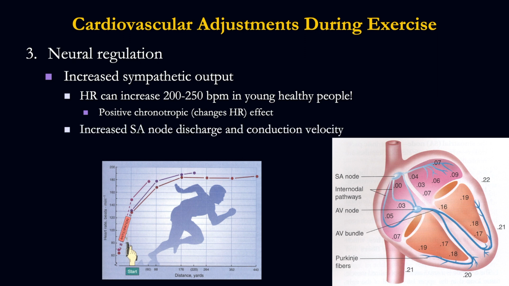We also get an increase in SA node discharge. The SA node, remember, is the pacemaker of the heart. So we're going to increase the amount of electrical activity that comes out of that SA node, as well as improving the conduction velocity within the heart's electrical system. This is called a positive dromotropic effect, which affects the conduction speed. So anytime you change the conduction speed, you're talking about the dromotropic effect.